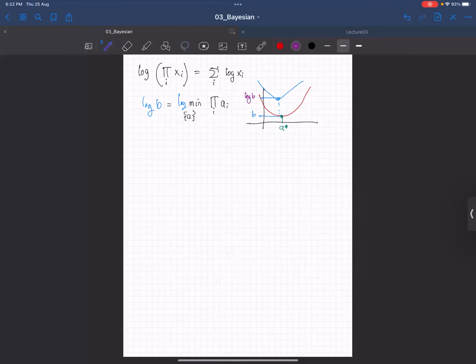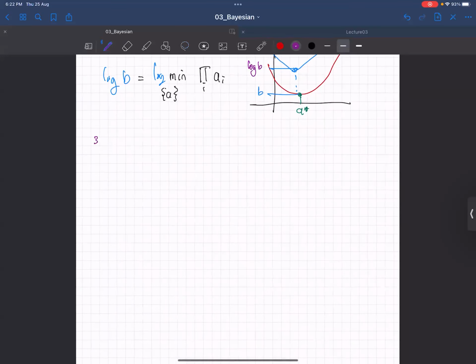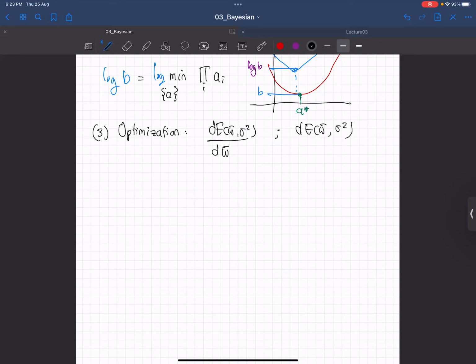Now, we know that after we do the second step, the next step will be optimization. So the next step is optimization, in this case, minimization. And in the end of the day, we have to minimize dE of W sigma square with respect to dW, and also dE of W bar sigma square with respect to d sigma square, and both of them equal to 0 because that is a quadratic function that we are dealing with.